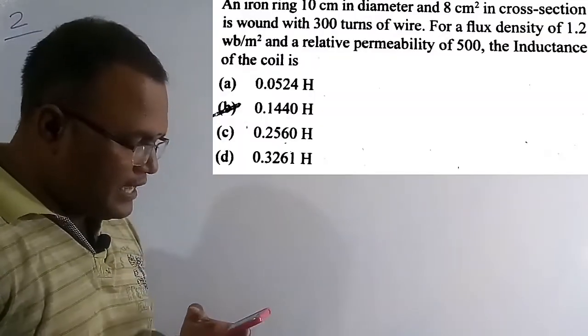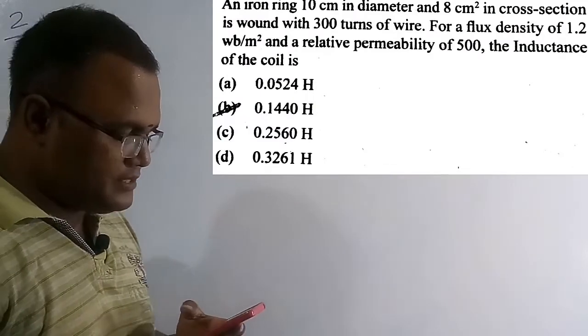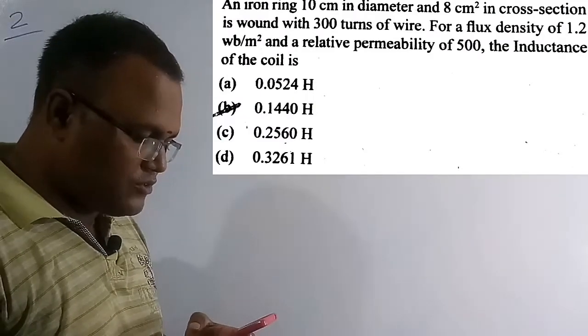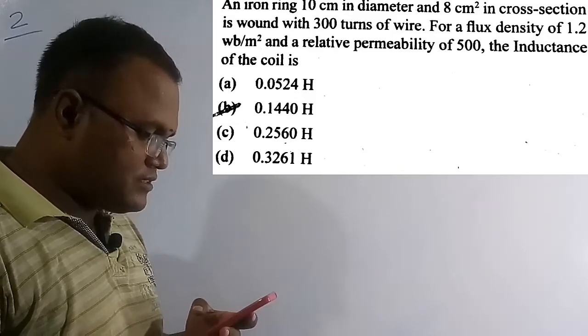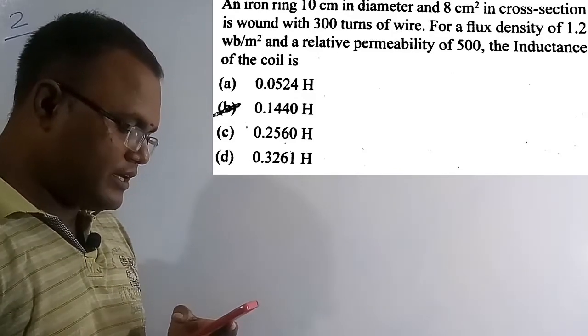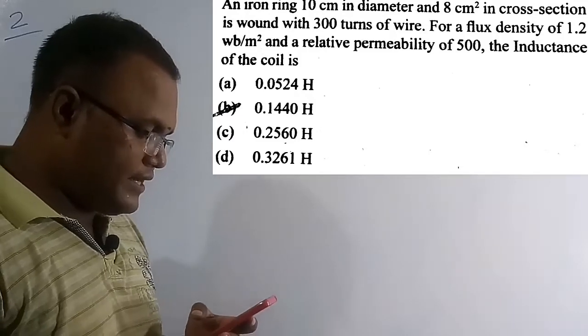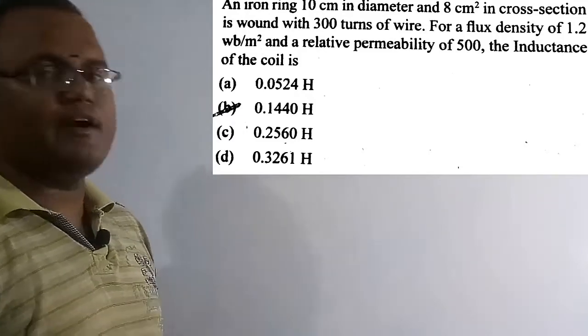Now we are going to solve the second question. See the question here. An iron ring of 10 cm in diameter and 8 cm square in cross-sectional area is wound with 300 turns of wire. For a flux density of 1.2 Weber per meter square and a relative permeability of 500, what is the inductance of the coil we need to figure out.